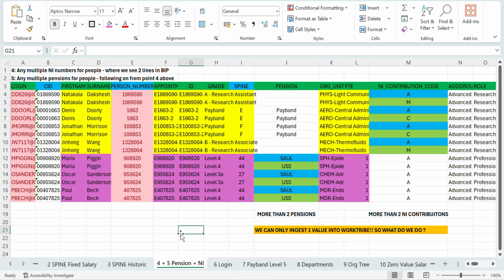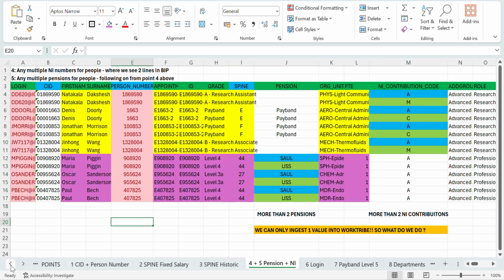So we can either run it and see what we get into Worktribe and then reverse engineer and see what went through. Or should we know up front what should go through, and maybe why were things ingested in Worktribe the way they are? And are there people who've got multiple pensions that didn't come onto the BIP report for whatever reasons, and these came through? So we don't know. So that's something to consider. So these are the points for 4 and 5 for pension and national insurance contributions.